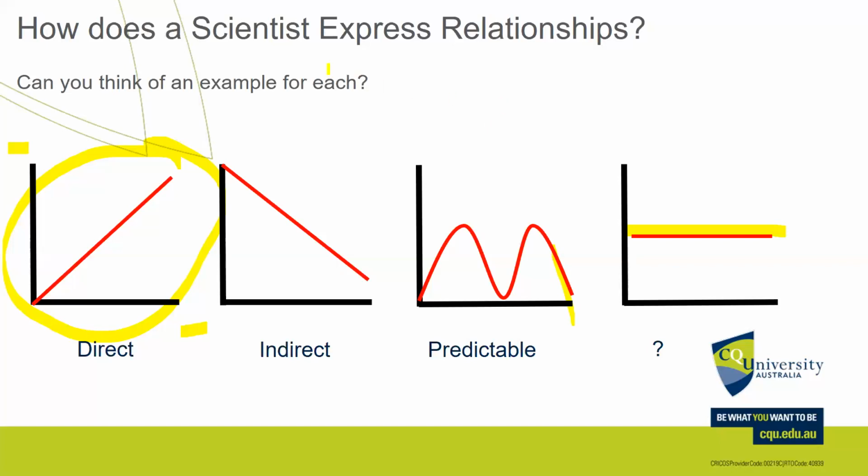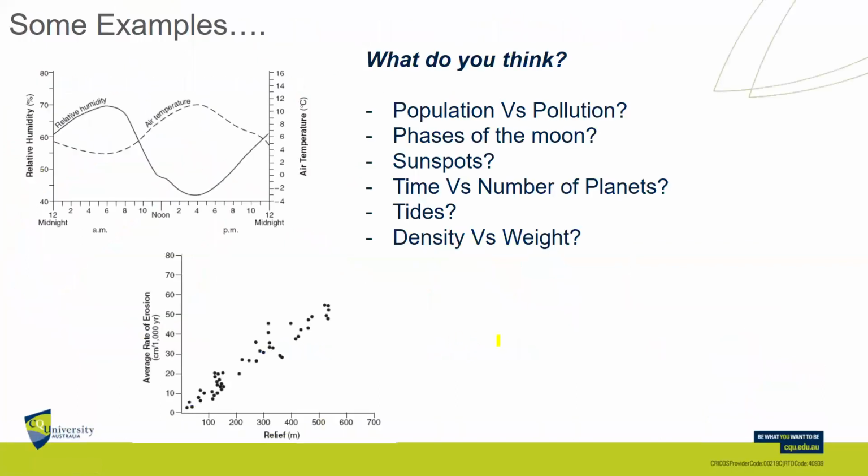So again, posing to you, we may not know a lot about science, but we may know a little bit about mathematics and graphical representation, mathematical languages. We can present science to our students in a whole range of ways, boosting a whole variety of literacies. Some examples. Here's a good one up here. Relative humidity versus air temperature. And we can see that, for instance, it's a predictable curve. Another one down here, we can see average rate of erosion, okay, and the relief in metres. In other words, how much is lost.